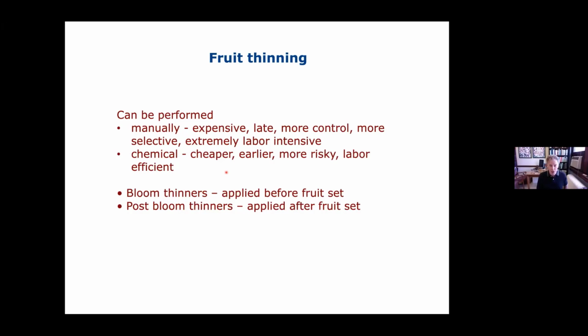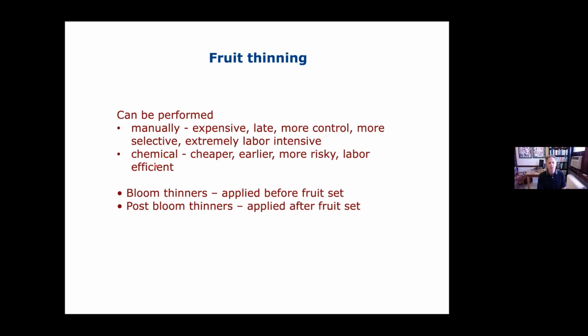Chemical thinning is certainly cheaper. You can conduct it earlier, but it also comes with a lot more risk. When you hand thin, you know exactly how many you're taking off. When you chemical thin and you spray these chemicals on the tree to make some of the fruit fall off, you never know whether you're going to get it too much, too little, just right. But it is much more labor efficient. And so if the number of trees that you're growing is measured in acres rather than the number of trees that you can count on one hand, then this is what you have to do, okay?